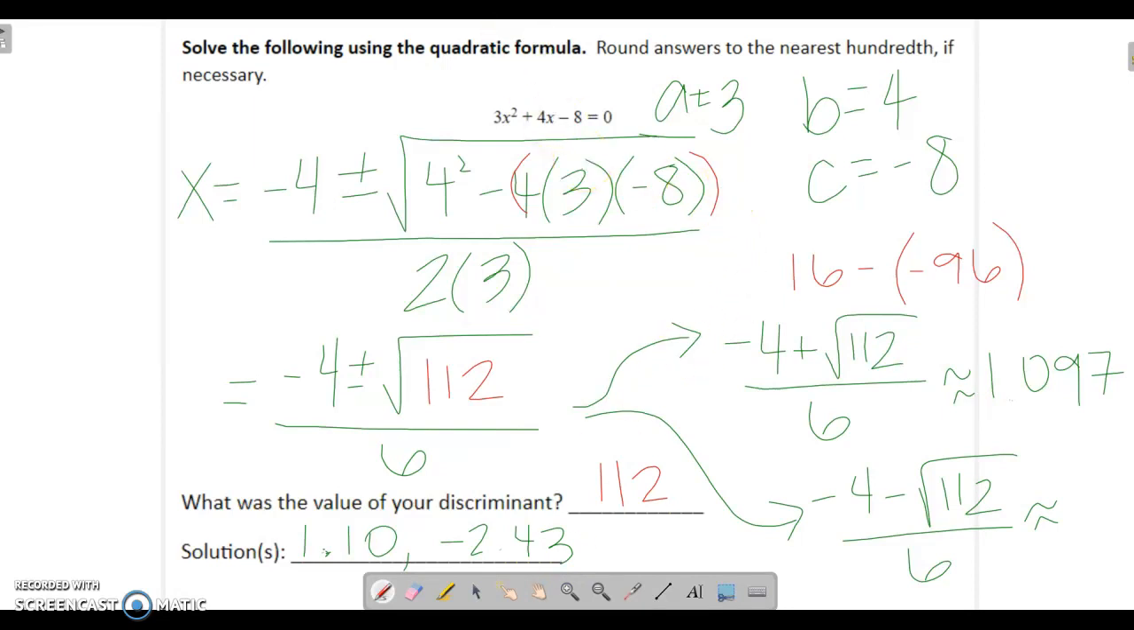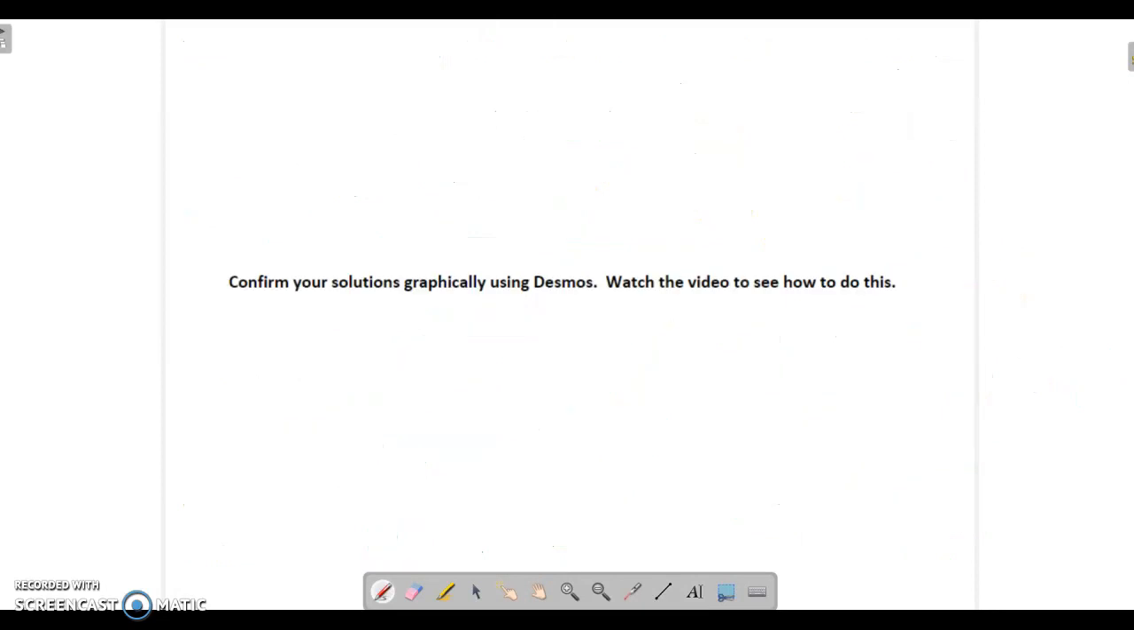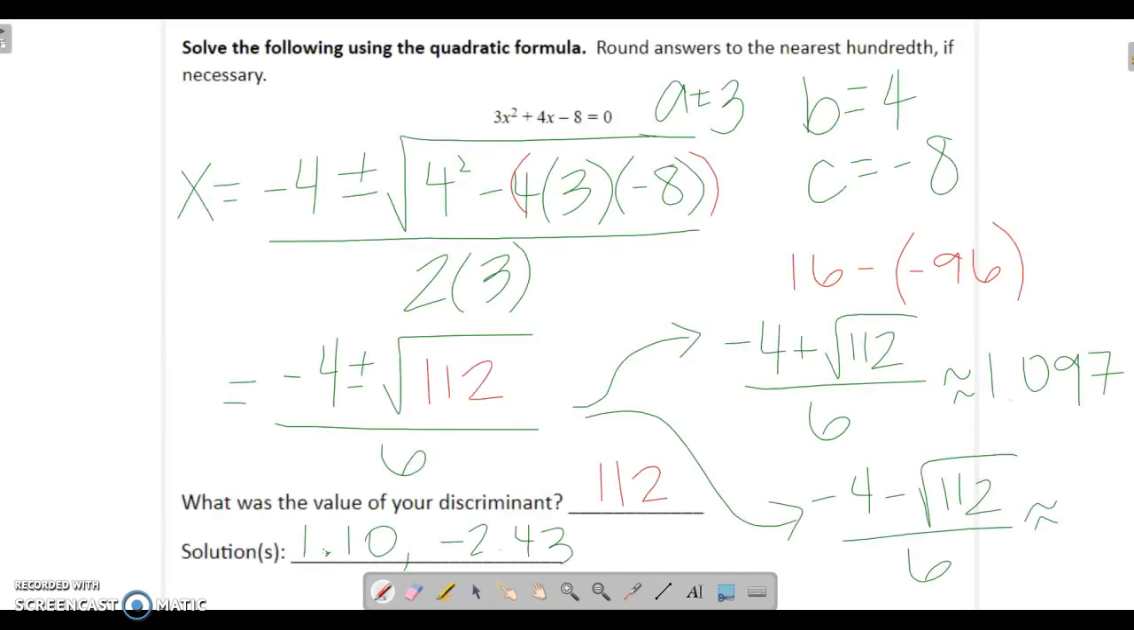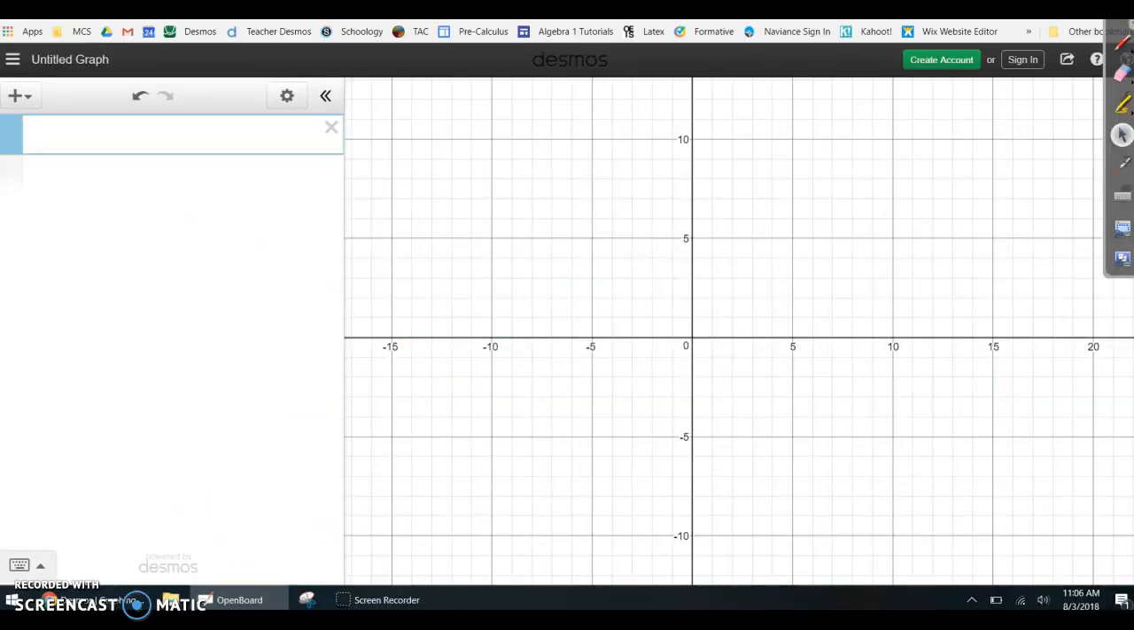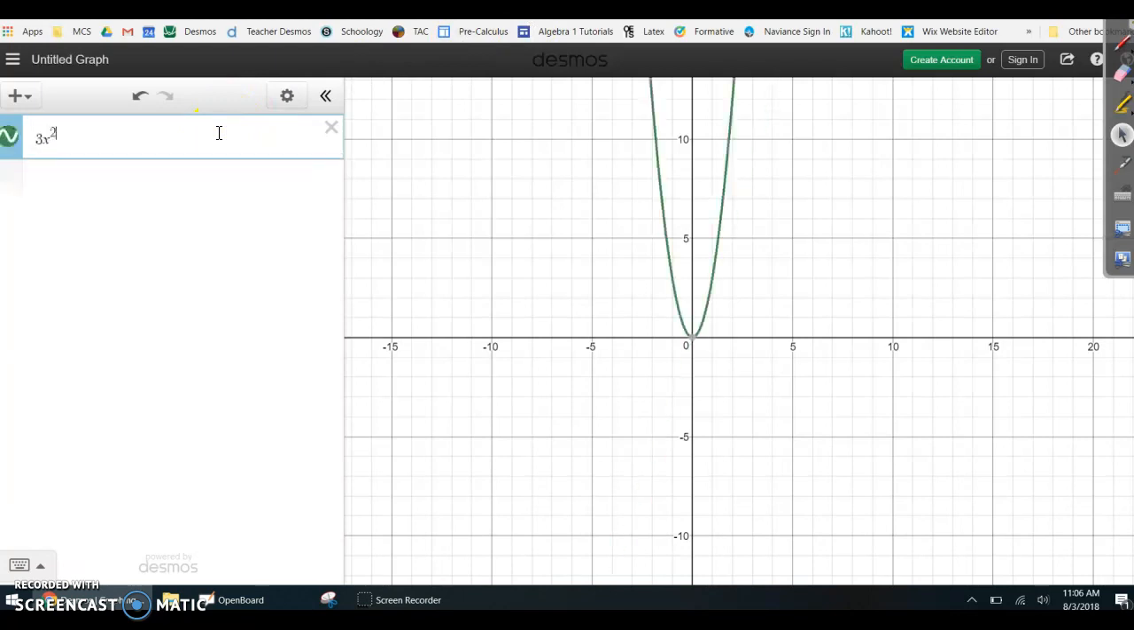But if you'll notice the next thing on your notes, it says, let's confirm this graphically using Desmos. Let's hop over to Desmos, and we are going to type in that equation, 3x squared plus 4x minus 8. And the equals 0 part, I'm going to show you, we don't actually need to have that part because we know if it's already set equal to 0, I'll show you kind of what that does. So 3x squared plus 4x minus 8, let's type that in.